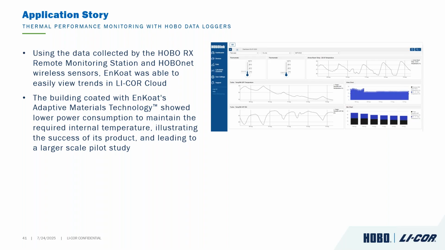So using the data collected by the HoboNet temperature and relative humidity sensors, as well as the MX1101s, Encoat was able to easily view these trends in LiCore Cloud. The building coated with Encoat's adaptive materials technology showed low power consumption to maintain the required internal temperature and illustrated the success of its product, leading to a larger scale pilot study. So as you can see in the picture there, they're able to easily view their data as needed, and they can customize the dashboard to view it however they like.